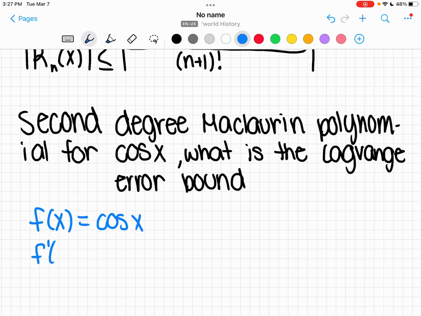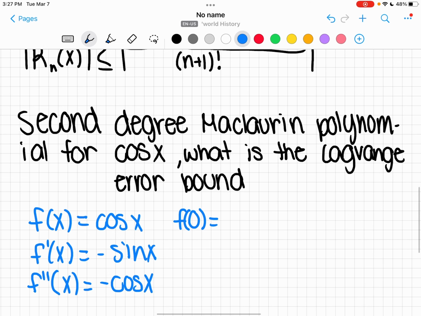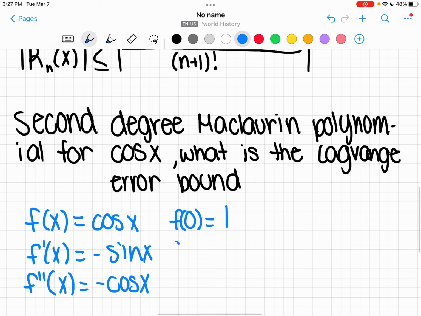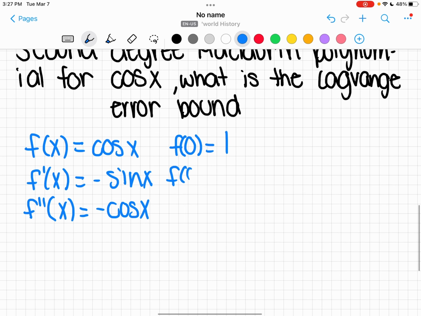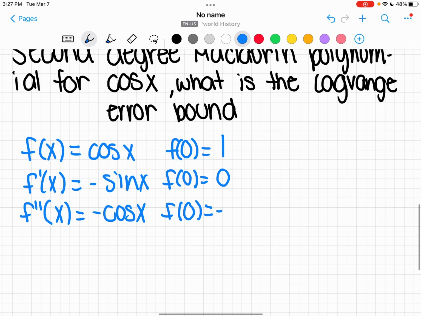Our f prime is going to be equal to negative sine x. And f double prime is going to be equal to negative cosine x. And then we're only looking for the second degree, so we need to stop. For Maclaurin, we remember that it starts at 0, so we're just going to plug in 0 for x. And this is going to turn into 1. This one right here is going to turn into 0. And cosine at 0 is going to equal 1, but we're going to stick that negative on, so it's going to be negative 1.